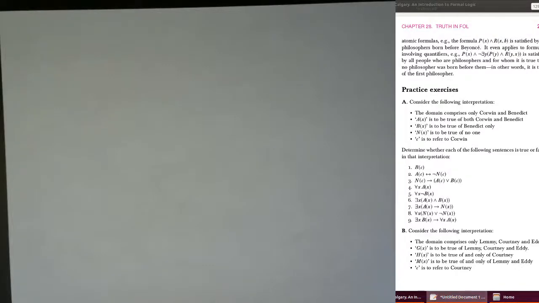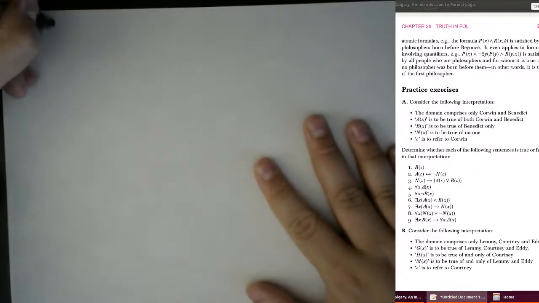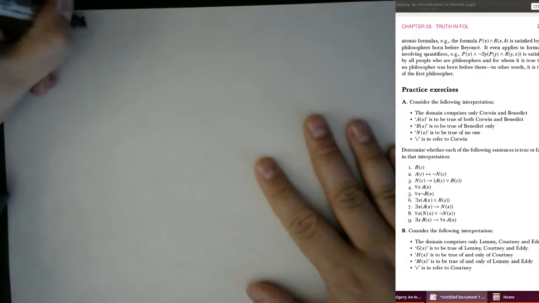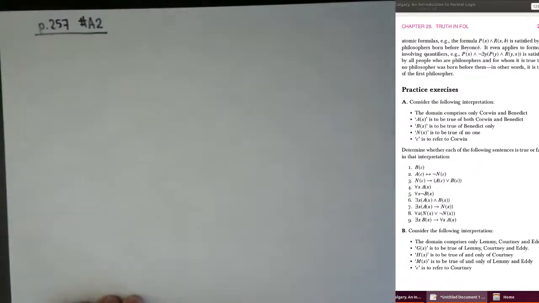Now I'd like to look at some problems from page 257. Let's look at A2. Now what are they asking us to do here? They're considering this interpretation. So we have an interpretation in play.